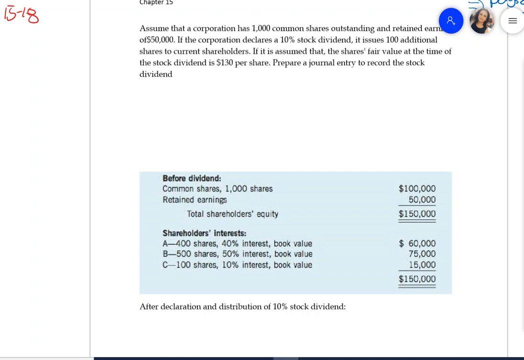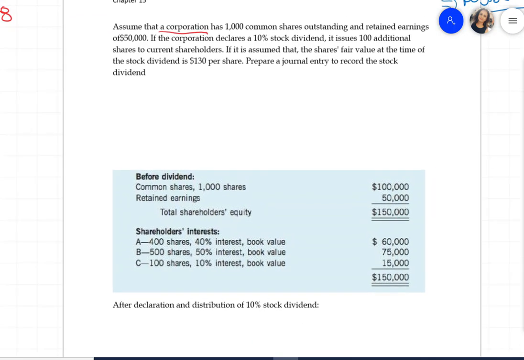In this case, assume a corporation, it could be any corporation, has 1,000 common shares outstanding. How did they get the 1,000 outstanding? They have different types of shares: class A, class B, and class C. Together they have 1,000, and the question says the common shares outstanding, and the retained earnings are 50,000.